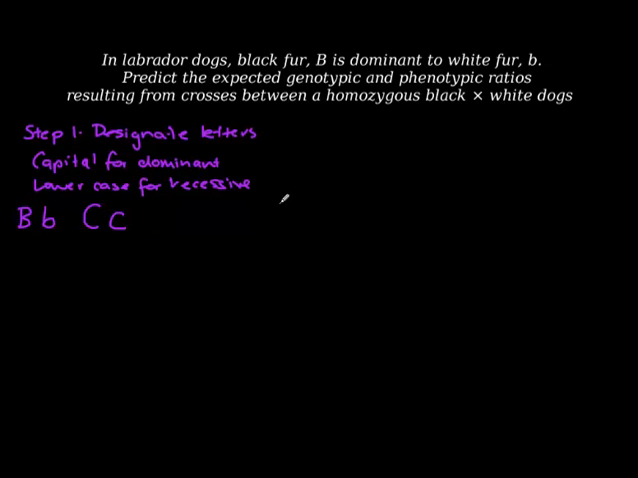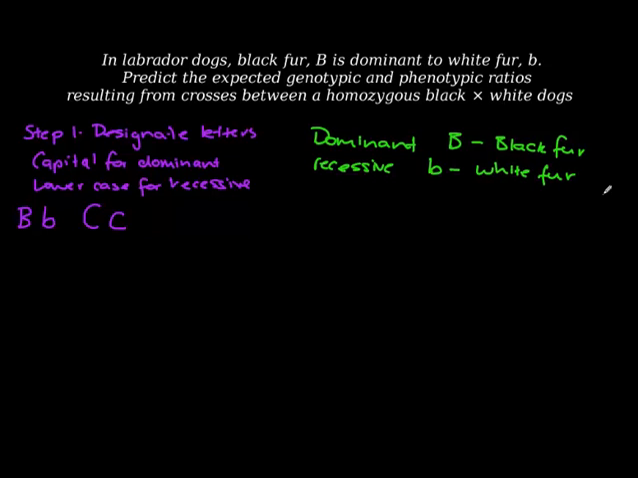So that's step 1. For the example here, we need to designate letters, and this has been given for us. So we know that dominant is capital B, and that is black fur. And recessive is lowercase b, and that is white fur.